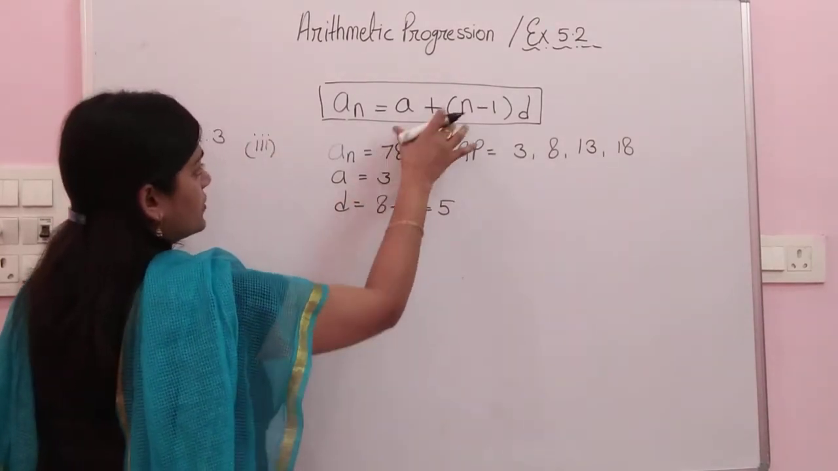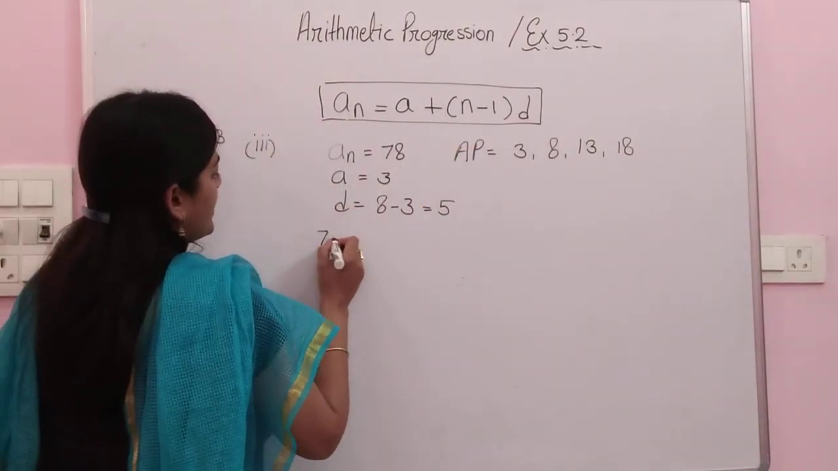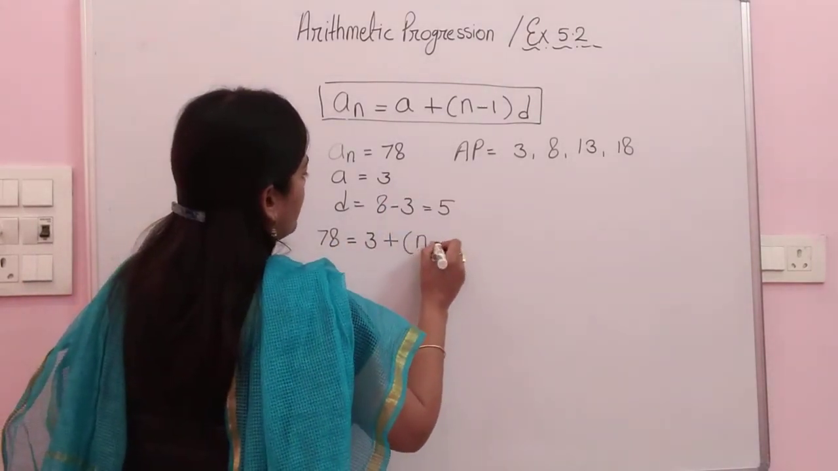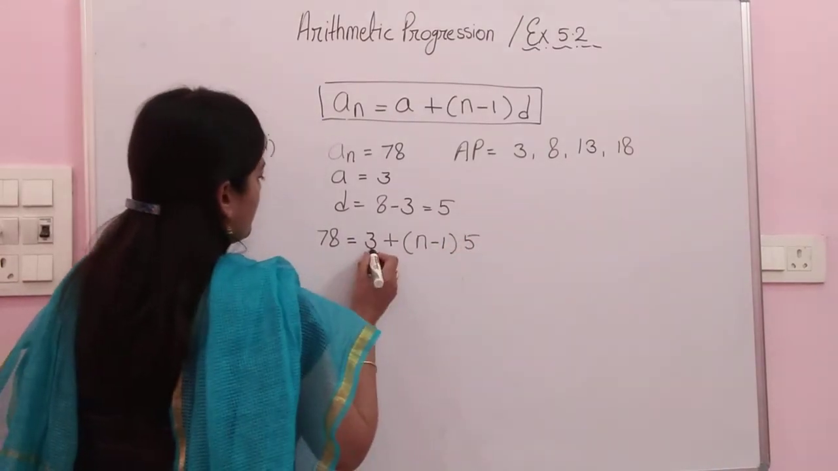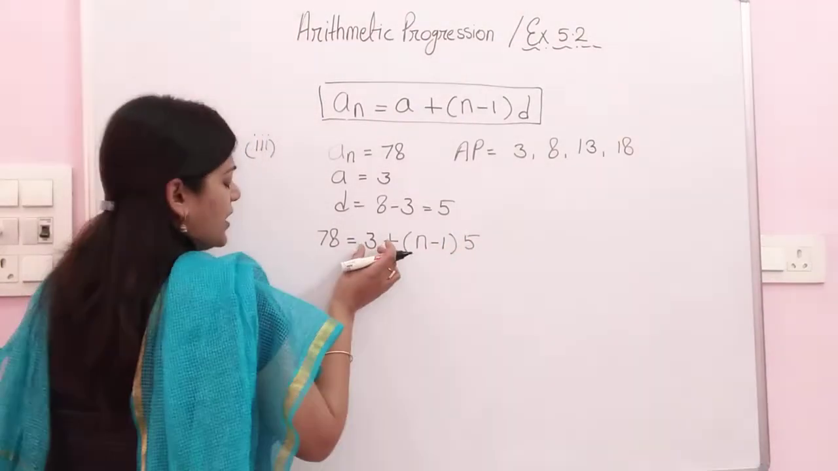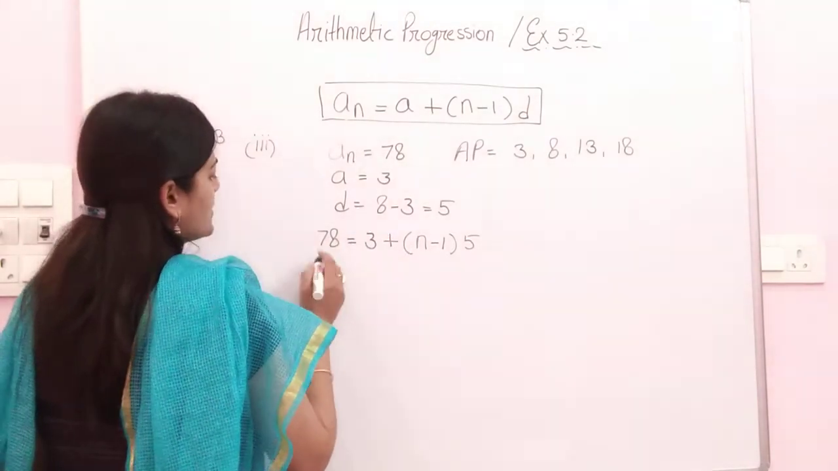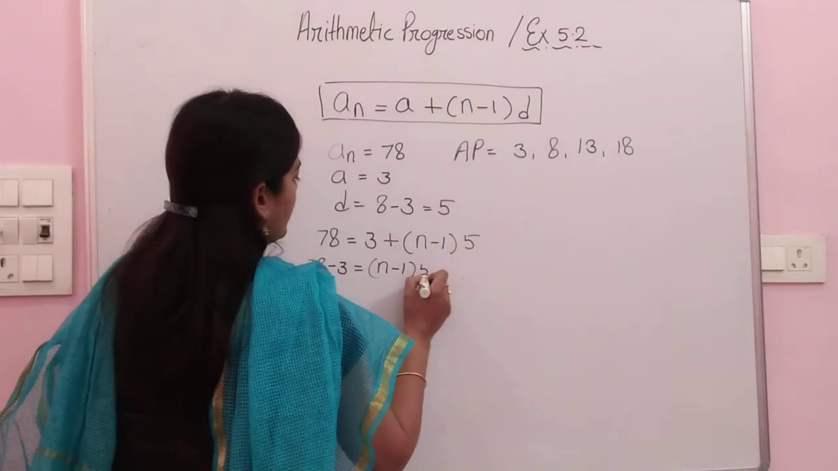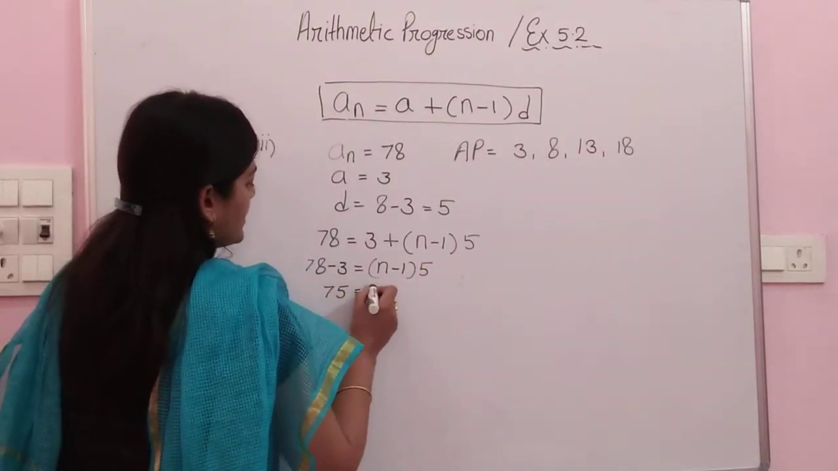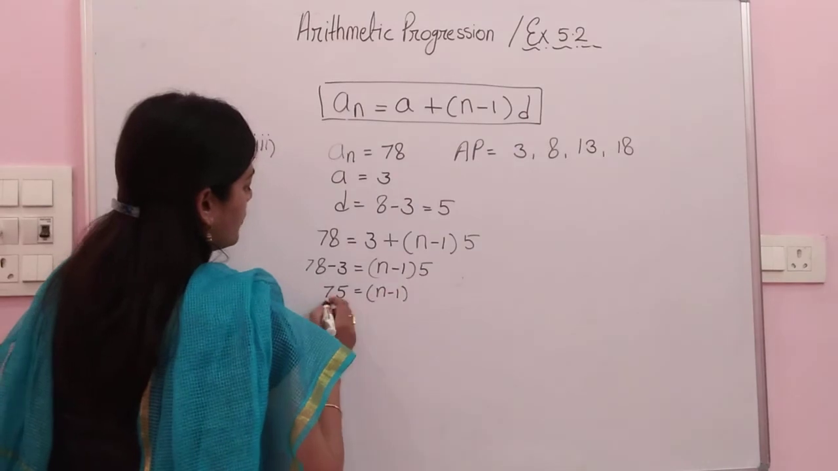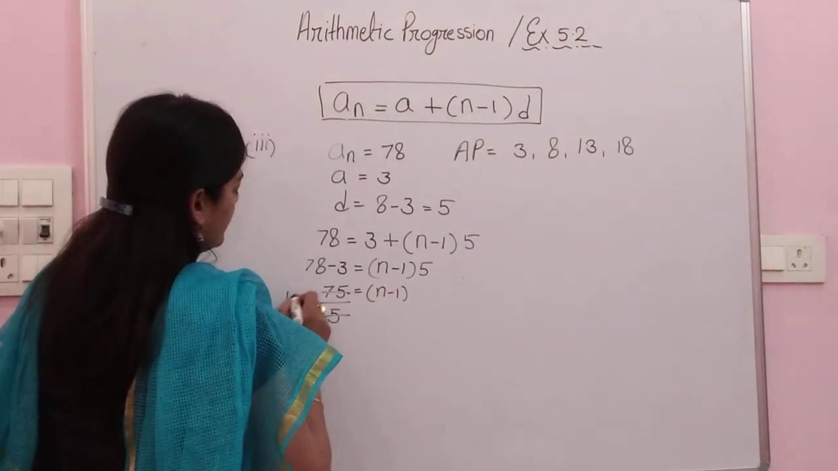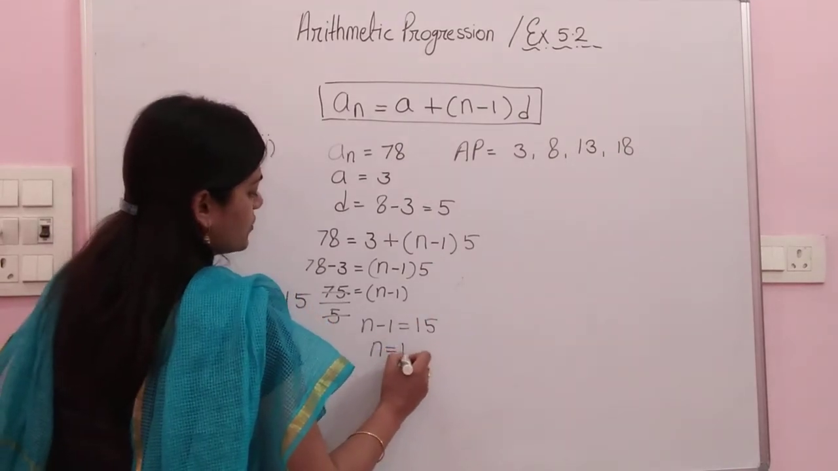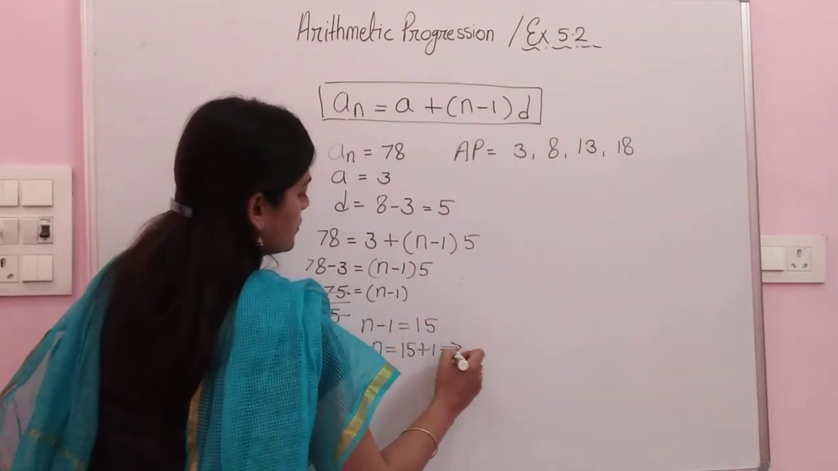Then put these values into this formula. 78 is equal to 3 plus, and we don't know, n minus 1 and 5. When we transpose 3 from this side to this side, it will be subtracted from 78, and n minus 1 multiplied by 5. 75 is equal to n minus 1 times 5. This 5 goes here and cancels. n minus 1 is equal to 15. Then n is equal to 15 plus 1, which is 16.